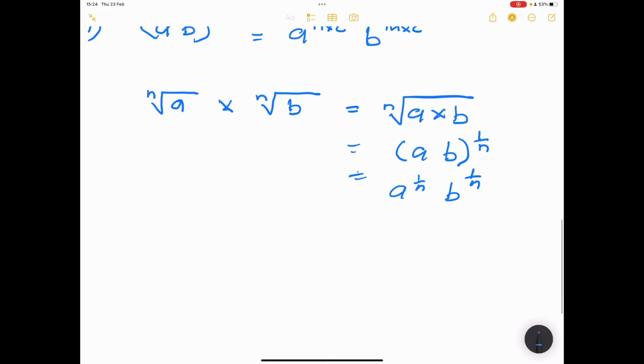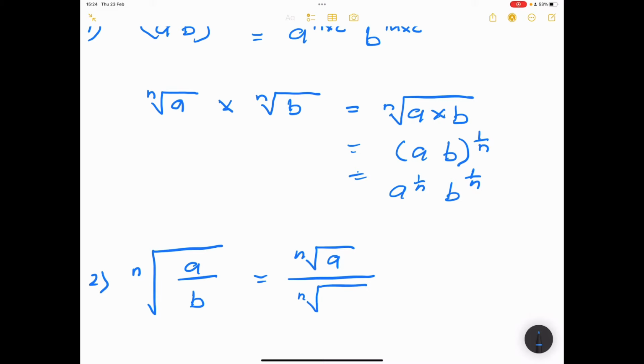All right, now in this case, we take the division rule, right? So if I've got the nth root of a over b, what can I write this as? This would be the nth root of a divided by the nth root of b.